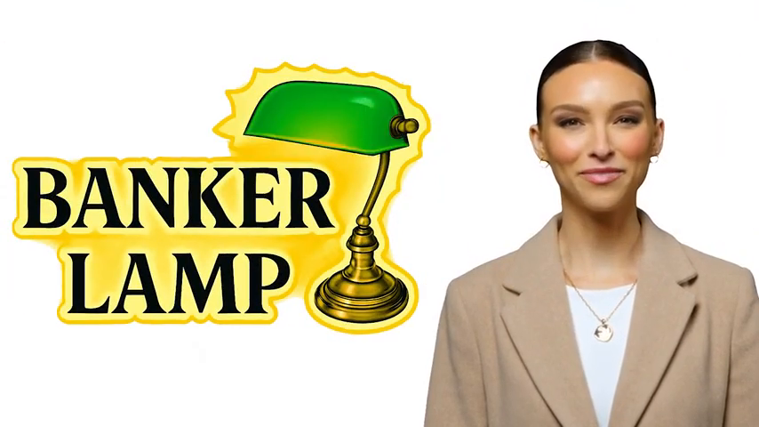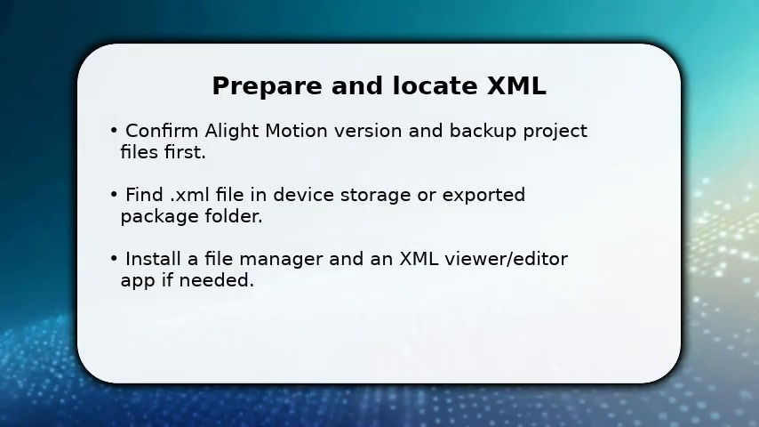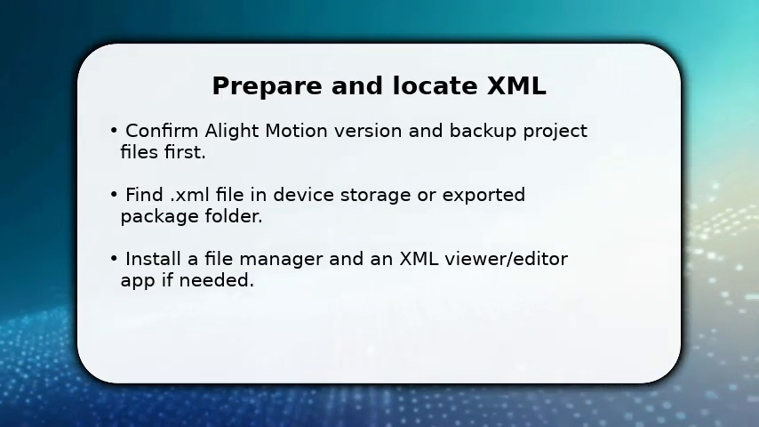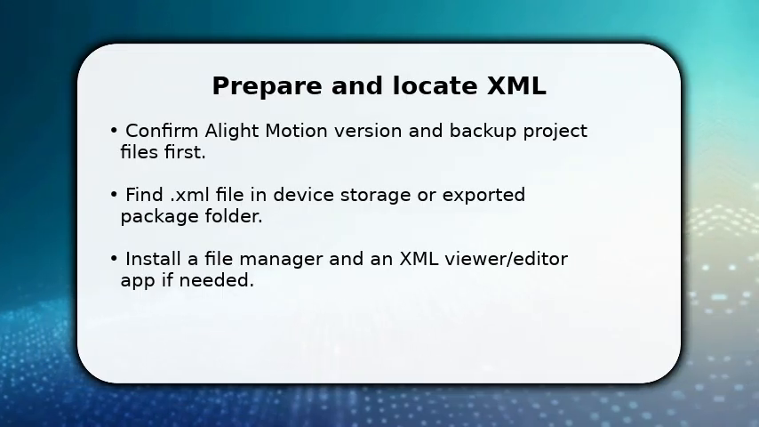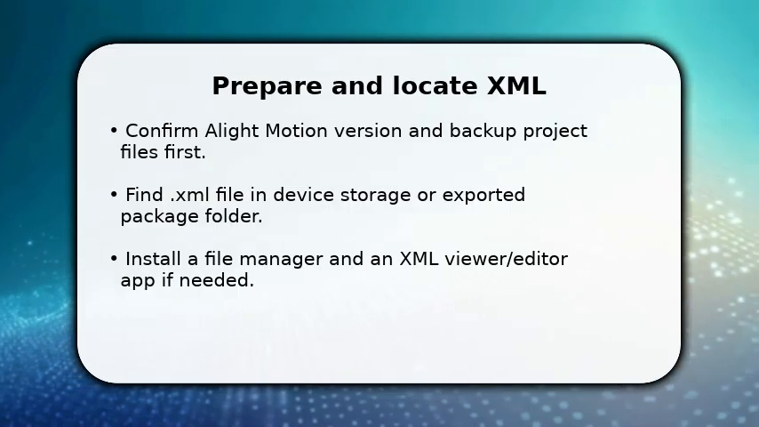Please enjoy the video. You start by verifying Alignmotion supports XML imports. Check the app version and backup current projects. Next, locate the XML file in Downloads, a zip export, or cloud storage and move it to local storage.